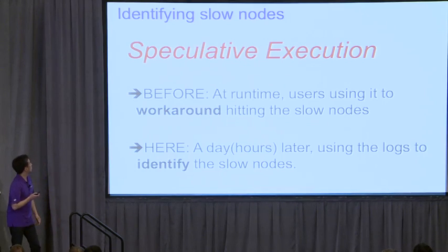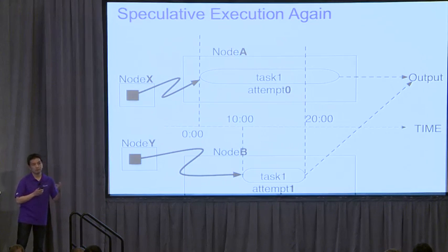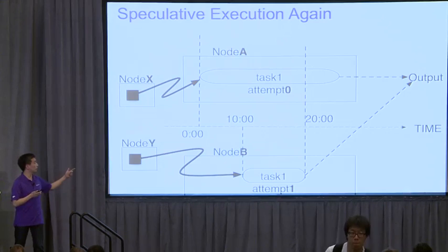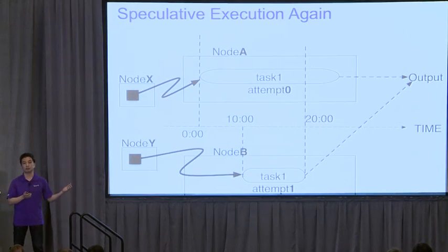So in order to do that, this is the same graph, same diagram, but on the x-axis, I have time. So at time 0, this original task starts at node A. Scheduler says, OK, it's too slow. Schedule a speculative task on node B at time 10. And this speculative task on node B turns out to be much faster than the original task, and it finishes.